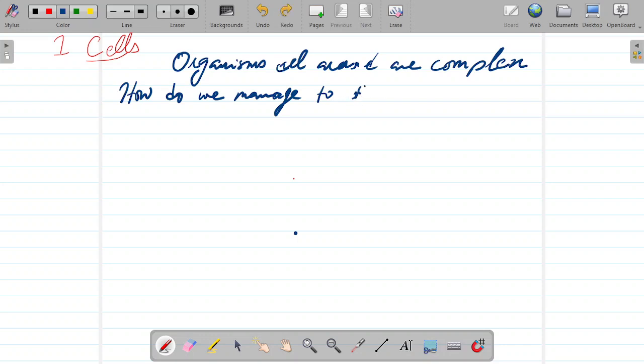this particular device is a bit annoying. How do we manage to, for example, absorb nutrients or carry out gas exchange?